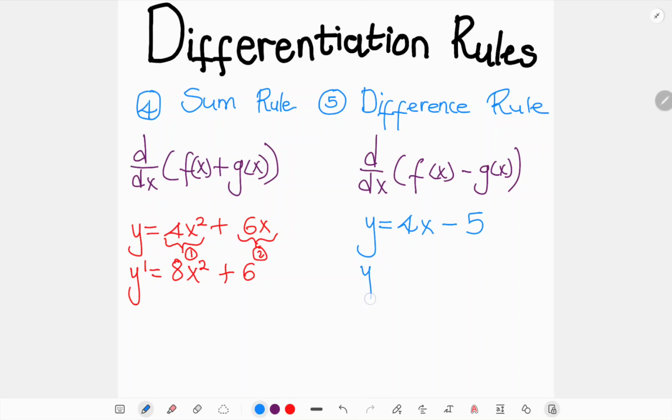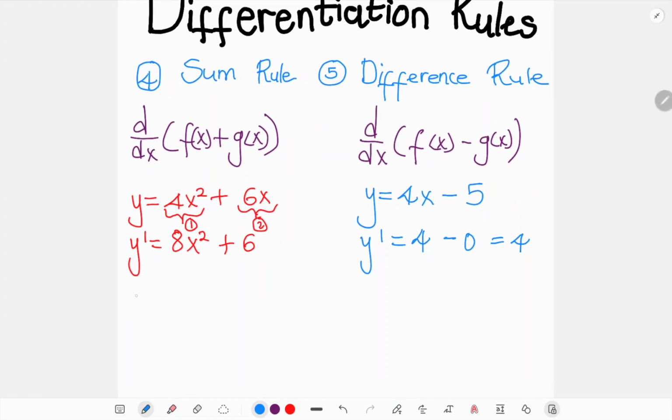So in this case, y prime becomes, what's the differentiation of 4x? It's just 4. And then minus, what is the differentiation of 5? It's just 0. So our differentiation of this equation, our y prime, is just 4. For the sum and difference rule, it simply means that you differentiate each term separately.